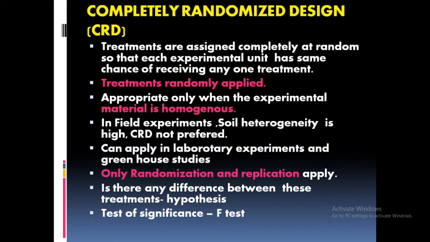Understood? So, completely randomized design is a simple design. Treatments are allocated completely at random, and only two principles, replication and randomization, are applied here. It is applicable only in homogeneous groups, not preferred in field conditions, but applicable in laboratory conditions, and here the test of significance used is the F-test.